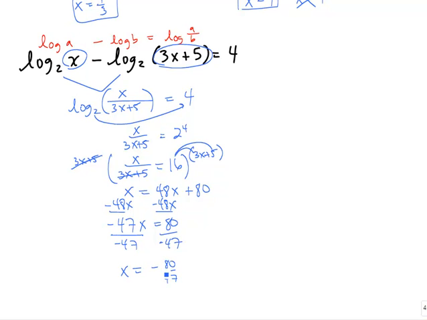And then you want to do your spot check. If I take negative 80/47 and I plug it back in for x, right away this one will not work because I'll be taking the log of a negative fraction, which is undefined. So this does not work. Since it was my only option as a possible solution and it didn't work, then my solution would be no solution.